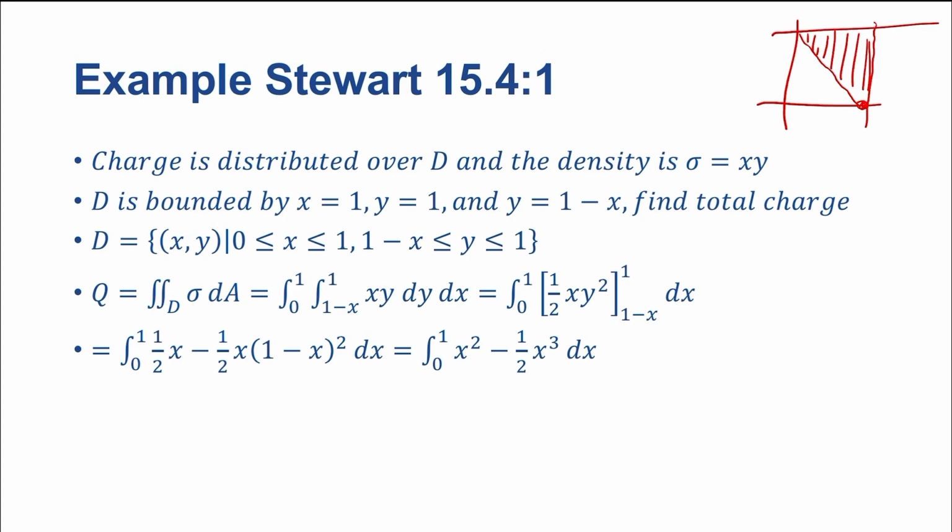We apply the fundamental theorem of calculus there, and then we get the integral between 0 and 1 of 1/2 x minus 1/2 x times (1 minus x) squared dx. Now we can FOIL all of this and combine like terms, giving us the integral between 0 and 1 of x squared minus 1/2 x cubed dx. And if we evaluate that integral, which is fairly easy considering it is monomials, just apply the fundamental theorem of calculus, the zero terms cancel. We get Q is equal to 5/24 coulombs.